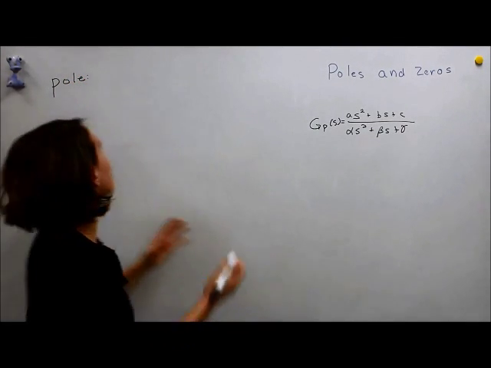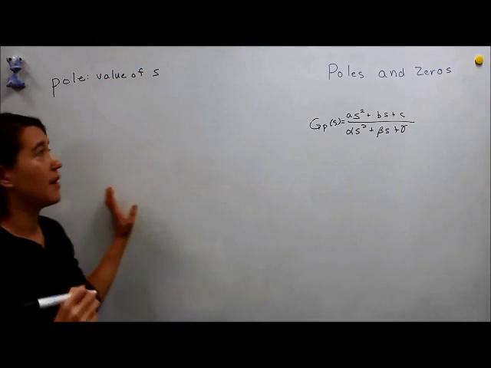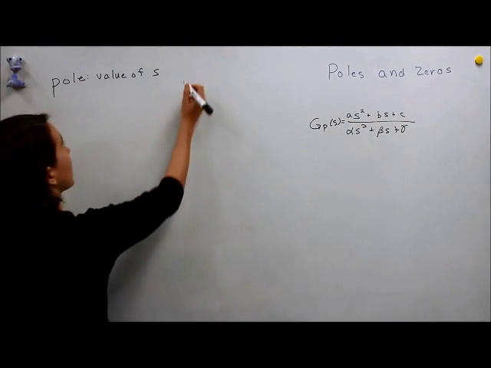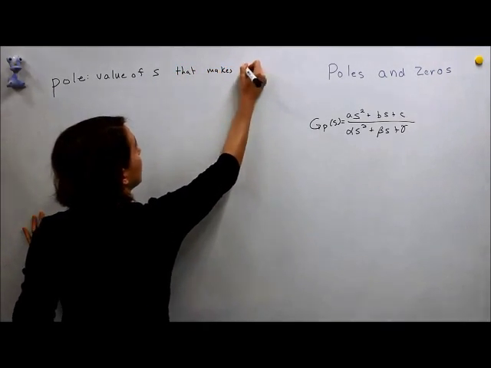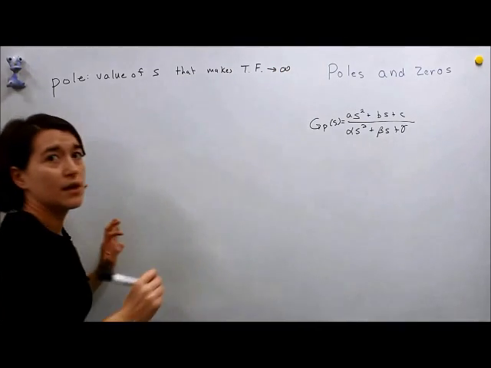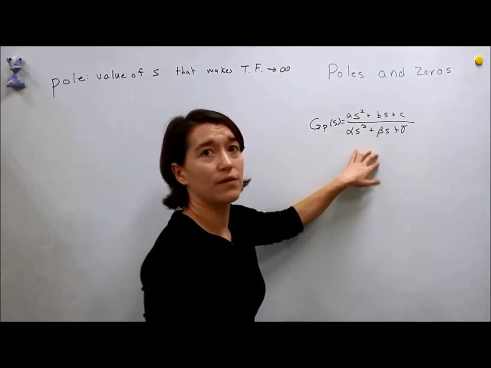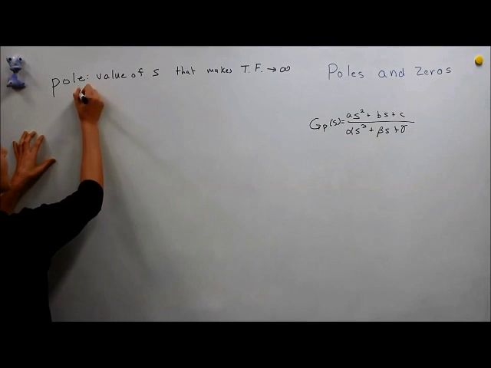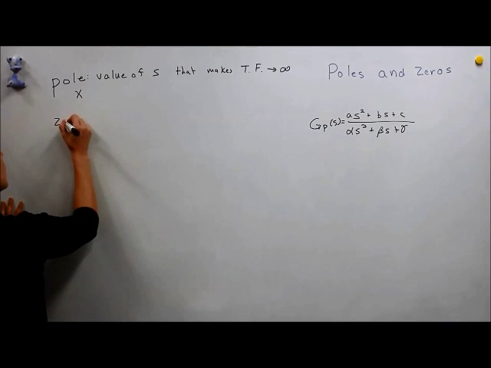Alright, so a pole is essentially the value of s that makes this system, the transfer function, go to infinity. So the value of s that makes the transfer function, I'm just going to use TF here, go to infinity. Okay? So that would pretty much mean the values of s that are the roots of the denominator. Okay? And so we denote a pole as an x, and I'll show you how we plot that in a minute.